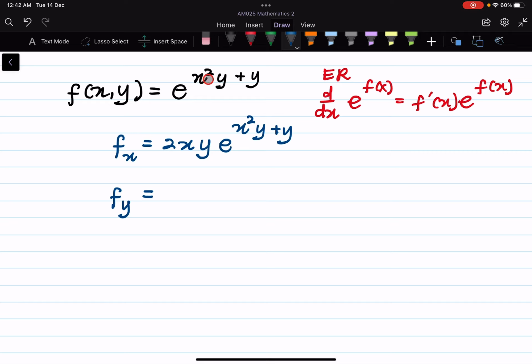Differentiate x squared y with respect to y is x squared, because x squared is constant. Differentiate y is 1, so 1 times x squared is x squared, plus differentiate y with respect to y is 1, and copy down e to the power of x squared y plus y. That's all.